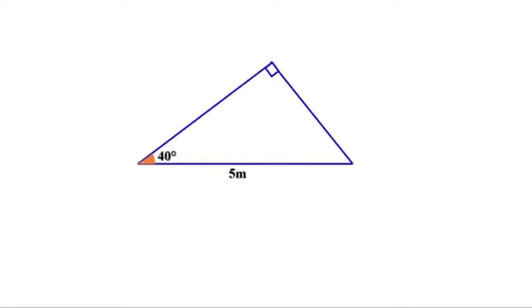Next, consider one right triangle having angle 40 degree. One side is 5 meters. We want to find the other two sides.